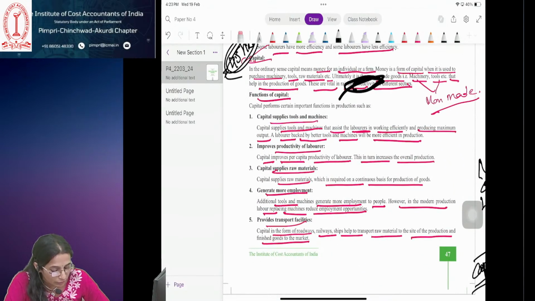Same here now. We will be discussing the functions of capital. Capital supplies tools and machinery. With the help of capital, to produce finished goods, we will be purchasing machines and tools, right?